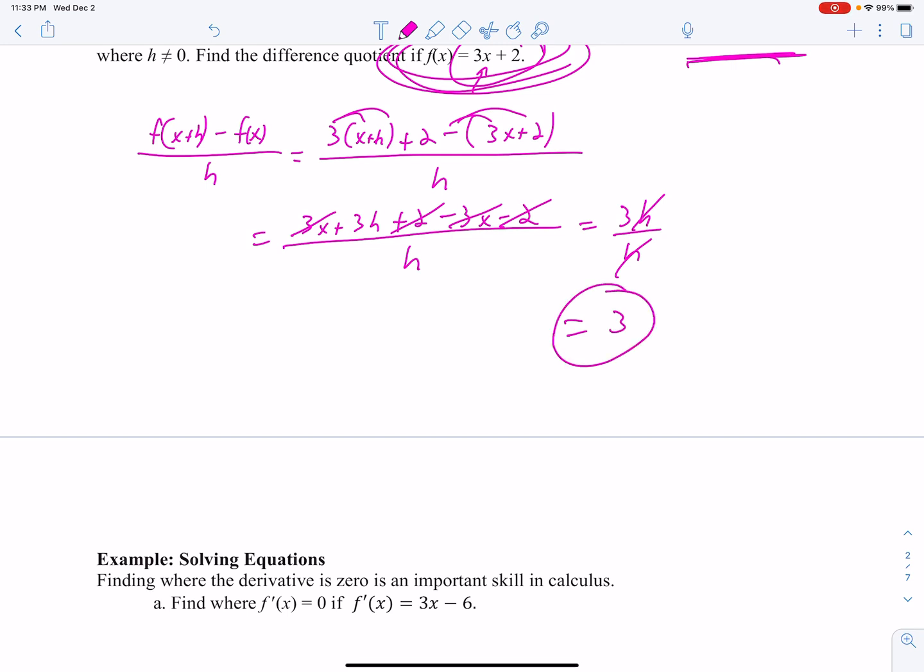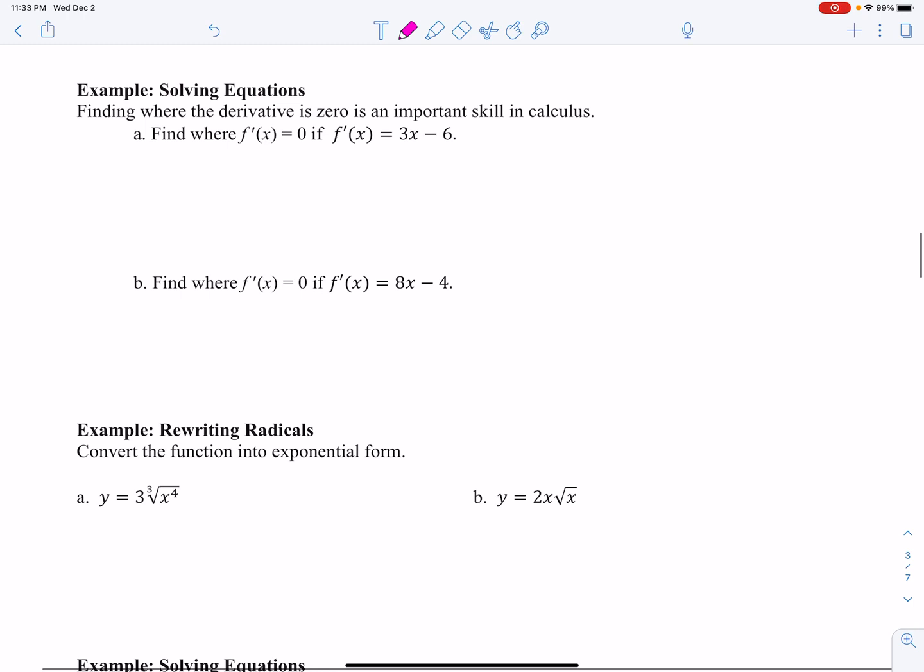Okay? All right, not too bad, right? All right. Now, a lot of times what you're going to do in calculus is you're going to find that derivative function and then set it equal to 0 and solve. So you've done this before. It's no different than the process you use for finding the zeros, finding the x-intercepts, etc.